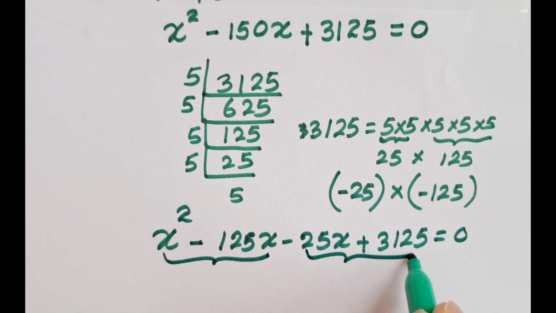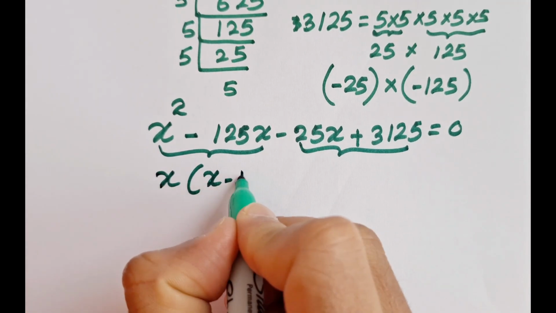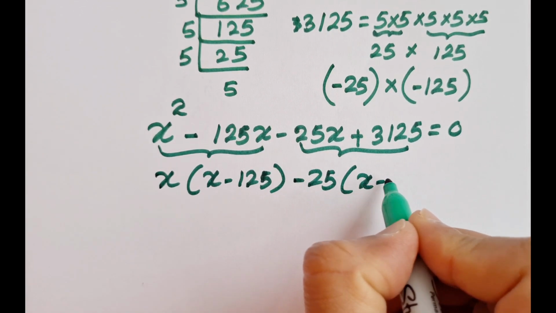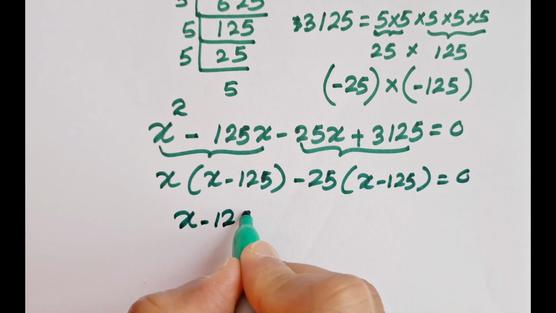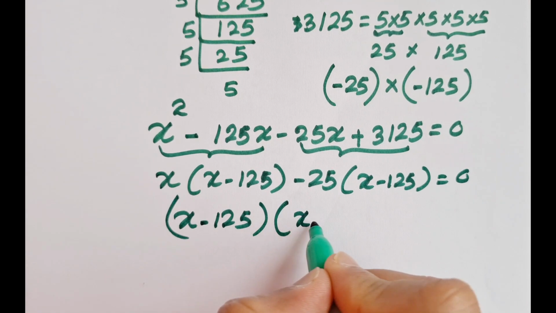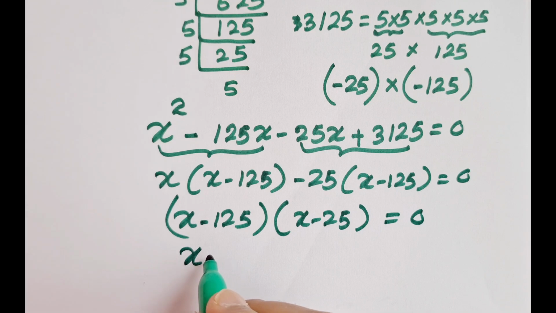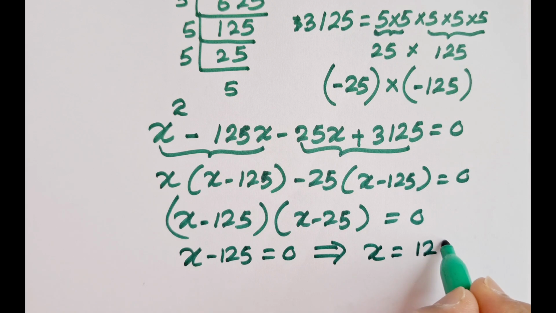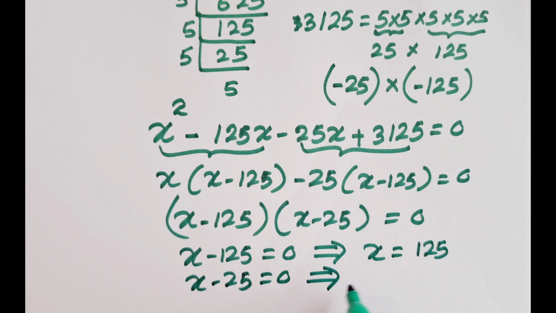Now I am going to factorize the expression. Here x is the common factor. I'm going to take the x out. Then we will have x minus 125 in the brackets. Here minus 25 is the common factor. If I take minus 25 out, we will have x minus 125 in the bracket. For the whole expression, x minus 125 is the common factor. I'm going to take this out. Then we will have x minus 125 times x minus 25 equals 0. x minus 125 equals 0, or x minus 25 equals 0. Then we will have x equals 125 or x equals 25.